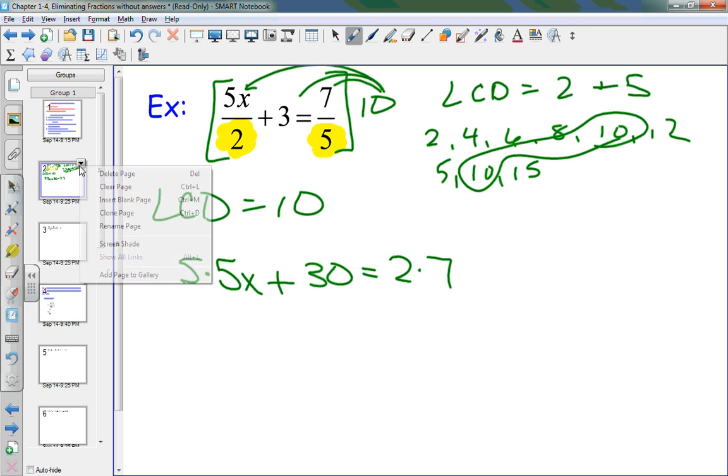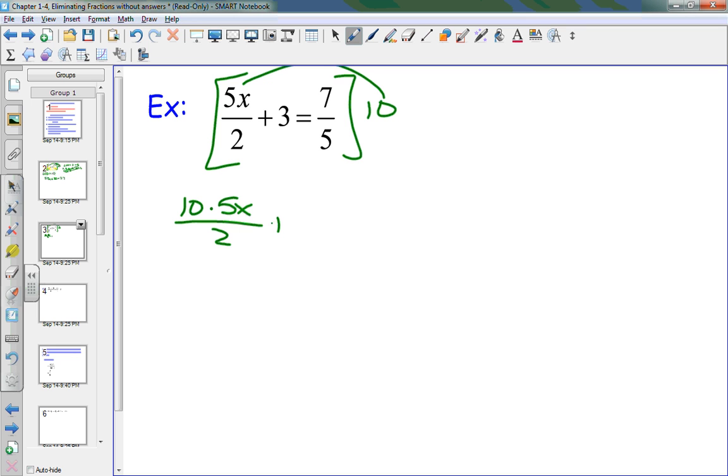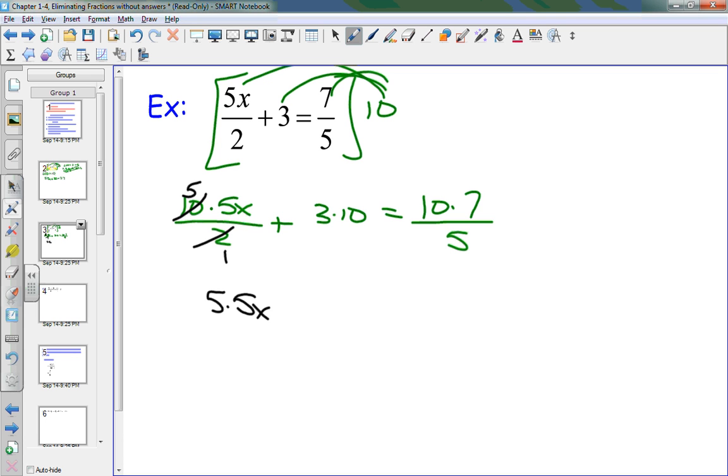For those of you who are sitting here saying, Mrs. Yoder, I don't understand this, let's look at this another way. When you multiply by 10, that's 10 times 5x divided by 2, plus 3 times 10 is equal to 10 times 7 divided by 5. Do you see that that's what we did with every one of them? And then I canceled out. 10 divided by 2, the 2 becomes a 1, the 10 becomes a 5. Do we see that? That gives me the 30 is equal to, that's a 1, that becomes a 2, 2 times 7. So we see that they're exactly the same now, yes or no?